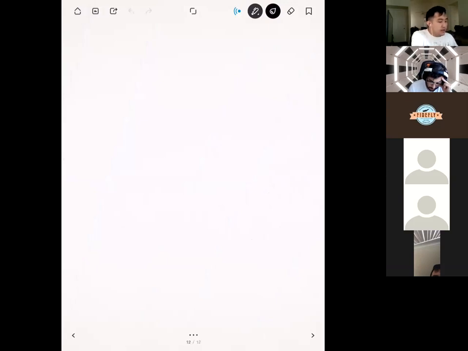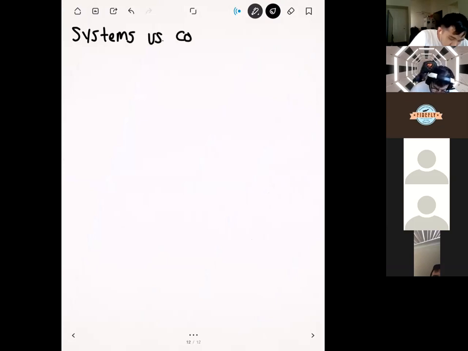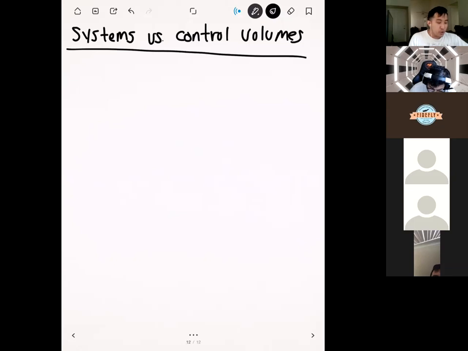Okay, so the last concept that I want to go over today is the difference between systems and control volumes. I'll preface this by saying that this difference between systems and control volumes connects very closely to the differences between Lagrangian and Eulerian, which we covered at the beginning of class today. So put that in your mind right now, and it should help to frame this.